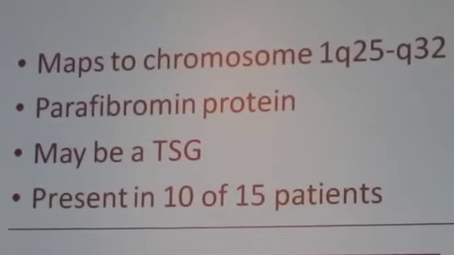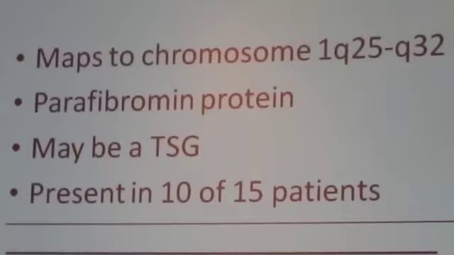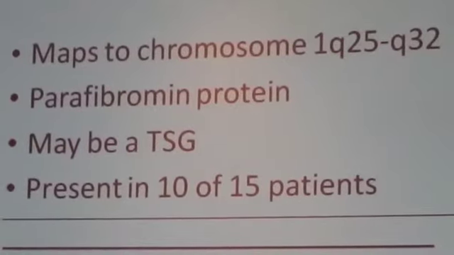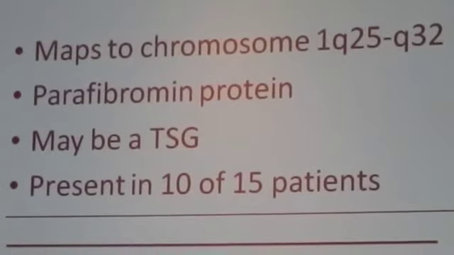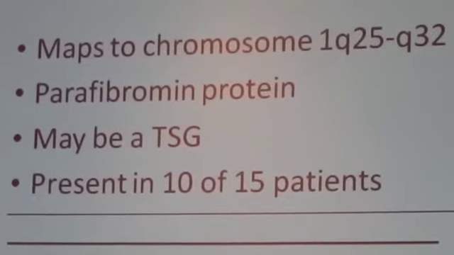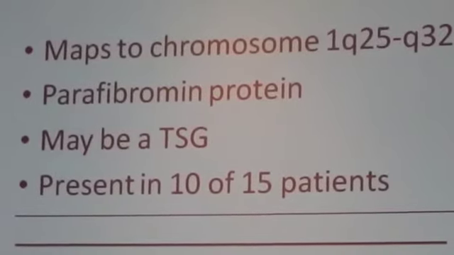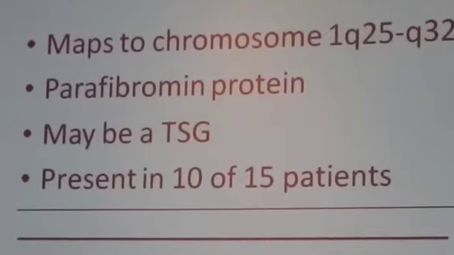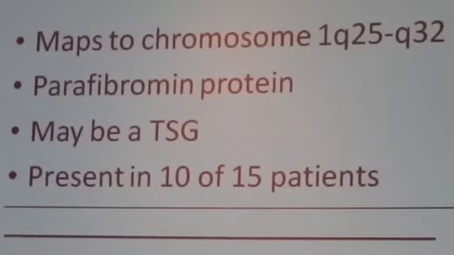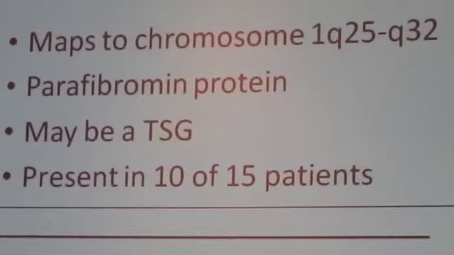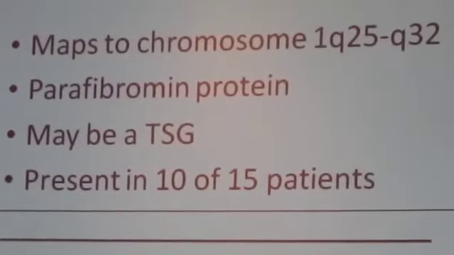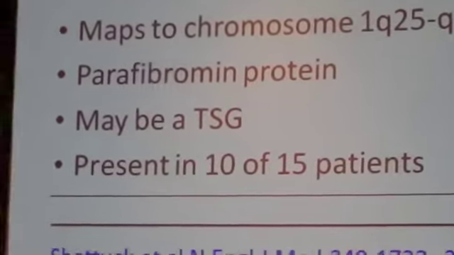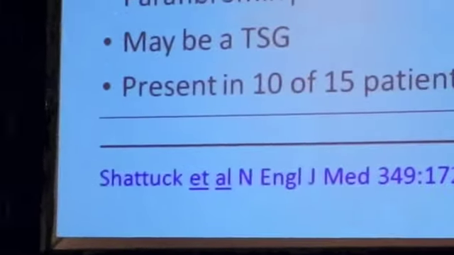in almost all cases. The gene for HRPT2 was mapped to chromosome 1 some years ago, and the protein product produced from this gene is parafibromin. And one of the really nice things helping us in diagnostic pathology is that parafibromin can now be used as a marker if we have a difficult case of trying to sort out parathyroid adenoma from parathyroid carcinoma.